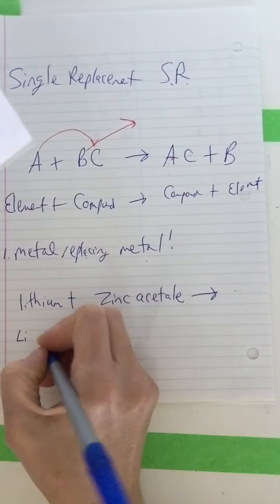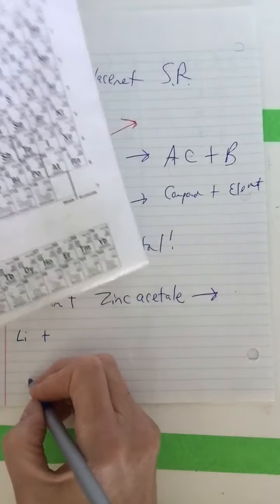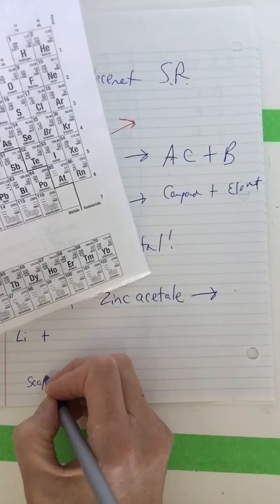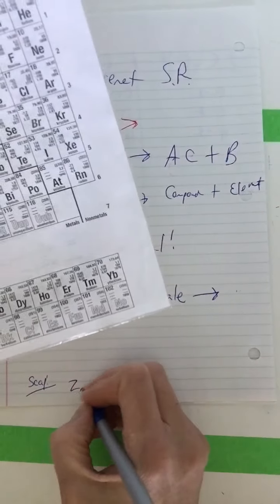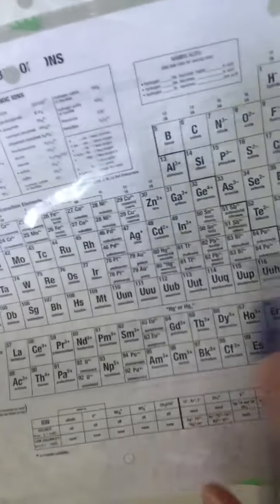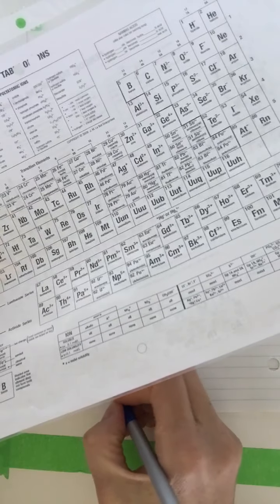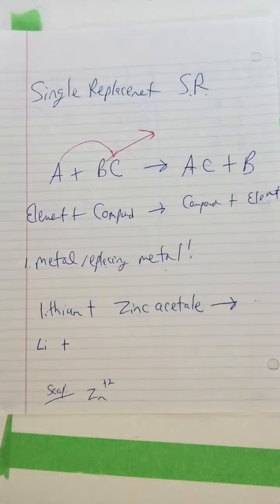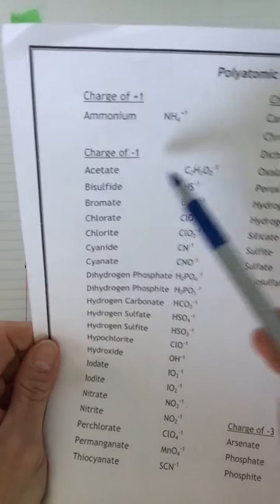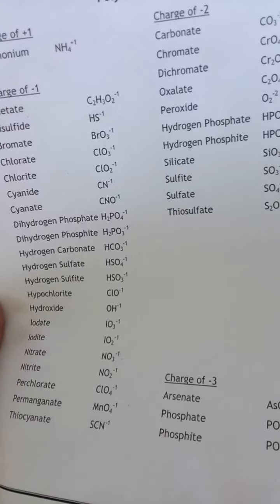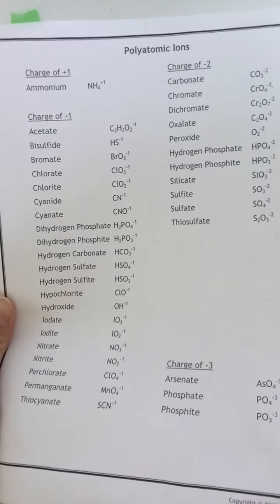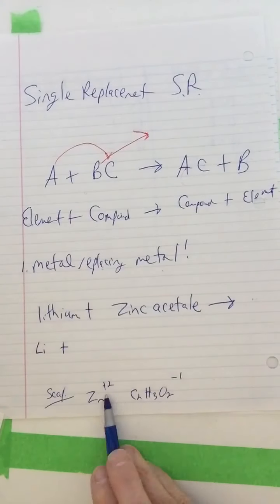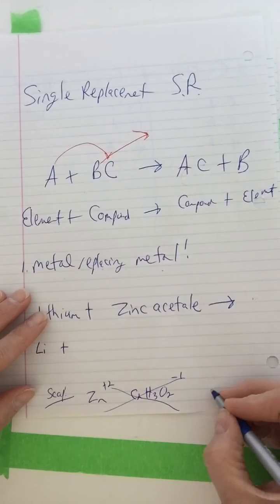Lithium, right here, is Li, plus zinc acetate. We need a little scrap work down here. Zinc, when it's an ion, is a +2. Acetate is one of these on our polyatomic sheets. Acetate right here. It's C2H3O2, and the whole thing is -1. This is zinc acetate. What does it look like?